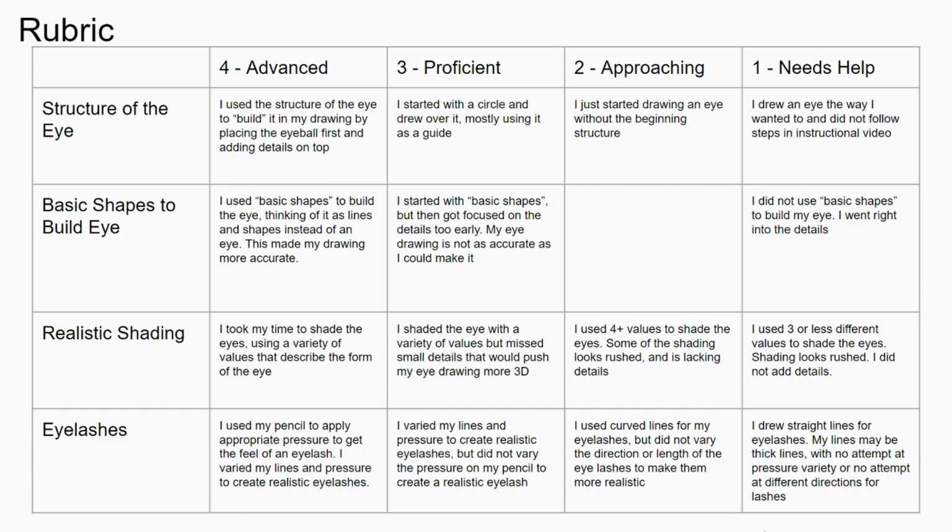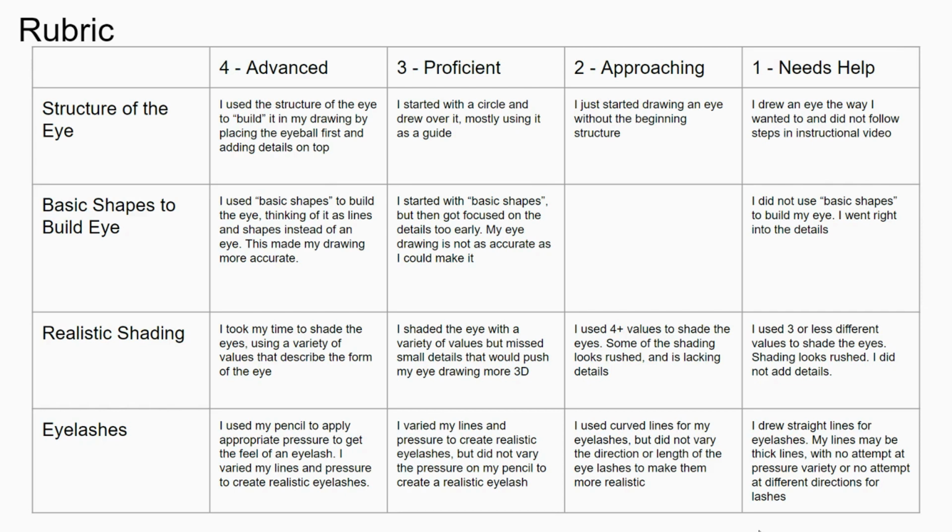So if we're advanced in this, I used my pencil to apply appropriate pressure to get the feel of an eyelash. I varied my lines and pressure to create realistic eyelashes. If we are approaching the standard in this one, so we've mostly got it, but we need a little bit of help. I used curved lines for my eyelashes, but I did not vary the direction or length of the eyelashes to make them more realistic. So these are going to be those fake looking eyelashes that we talked about before. We're trying to avoid those.